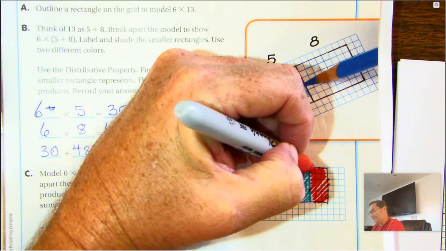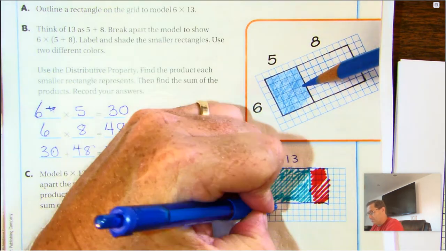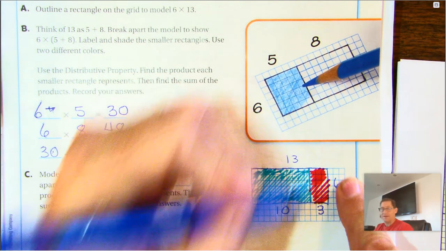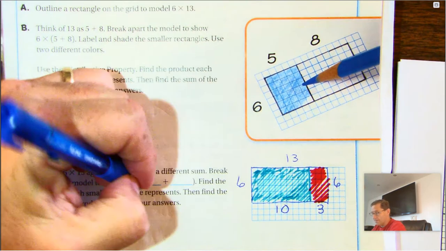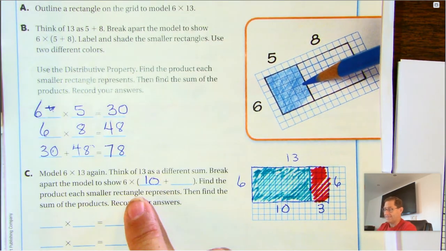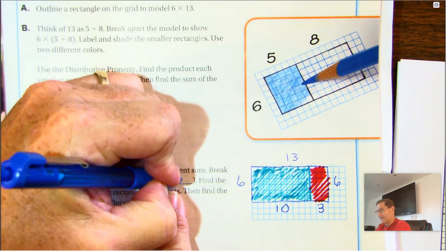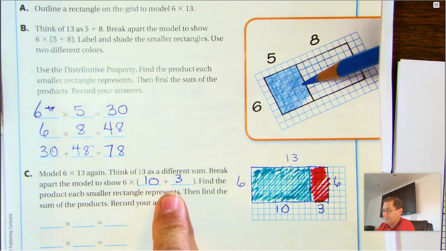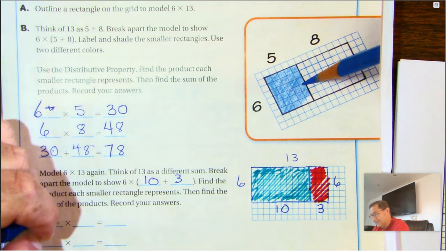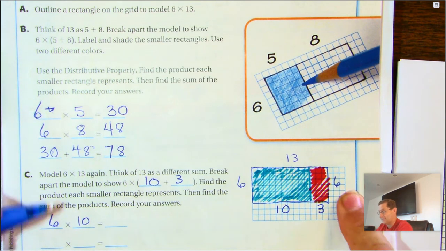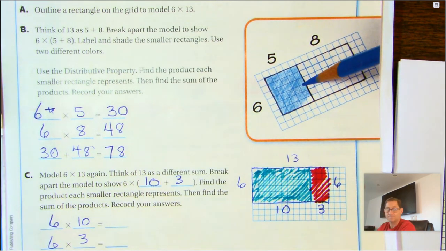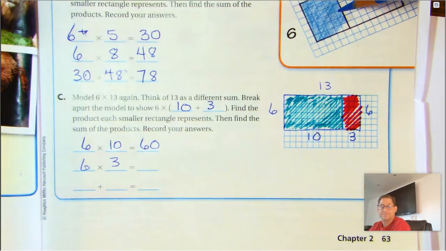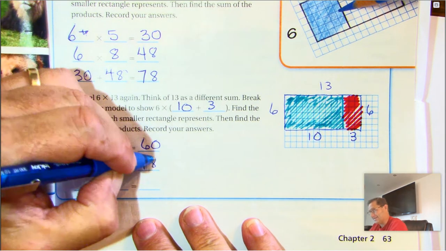And then I'm going to shade my 6 by 3. So this section here is 6 by 10. This smaller section is 6 by 3. So my distributive property, I broke 13 into 10 plus 3. So we're multiplying the sum of 10 and 3 by 6. So we're going to go 6 times 10 plus 6 times 3. 6 times 10, 60. And 6 times 3 is 18.